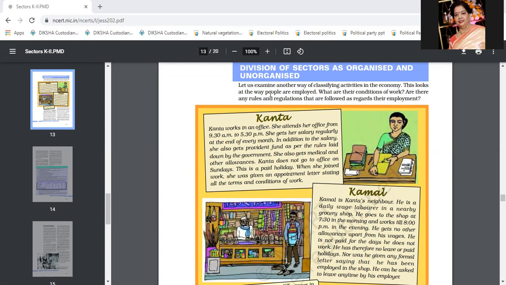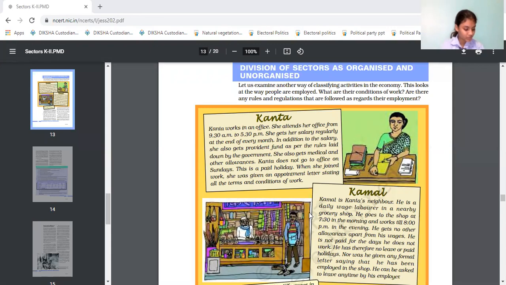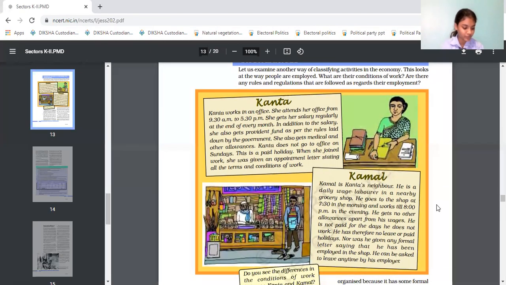Rashi, please read this case study. Kanta and Kamal. Okay, ma'am. Kanta works in an office. She attends her office from 9:30 a.m. to 5:30 p.m. She gets her salary regularly at the end of every month.